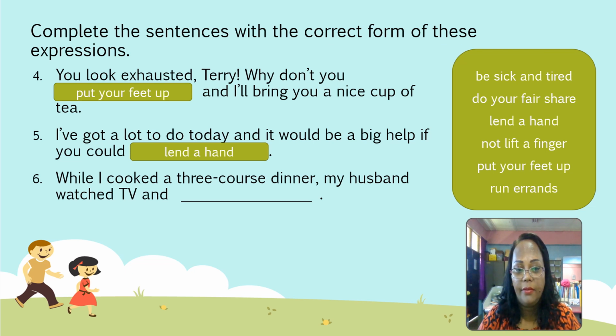Okay, number 6. While I cook the 3-course dinner, my husband watched TV and what did your husband do? Didn't lift a finger. Okay, you cooked the 3-course dinner. My husband watched TV and didn't lift a finger, didn't help out. So I hope you got the answers correct. If you didn't, you can watch again and try again to answer the questions on your own. Okay? Alright, very good.